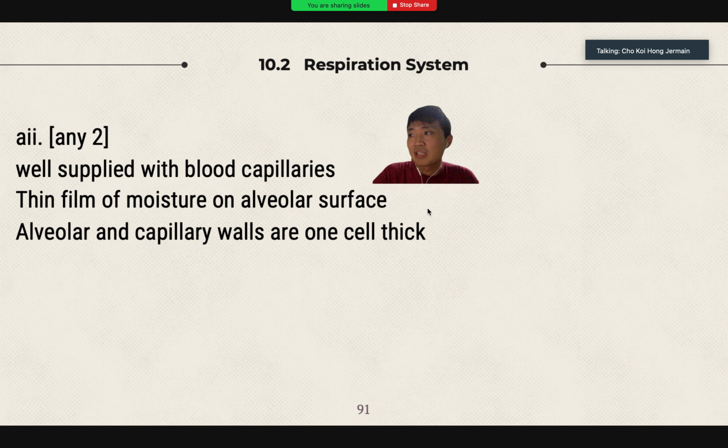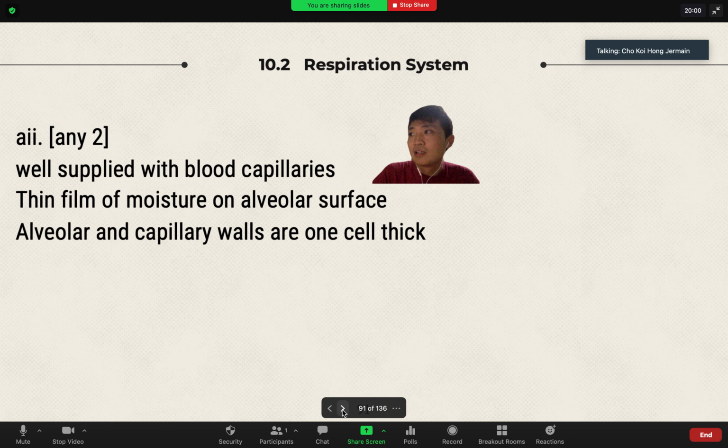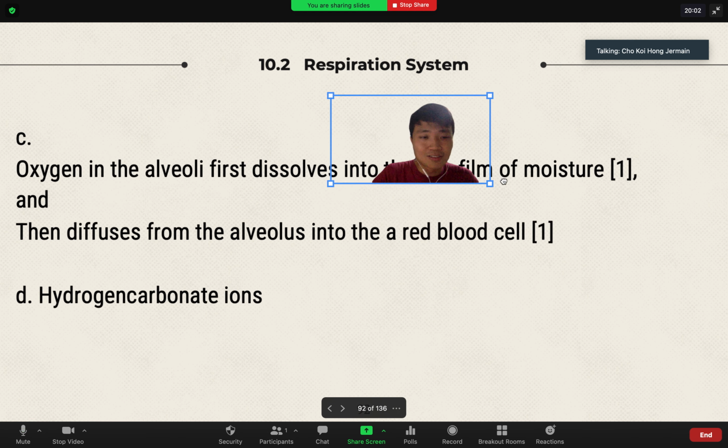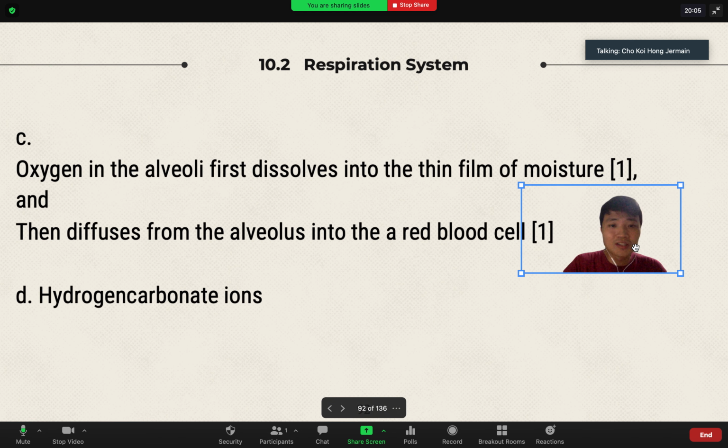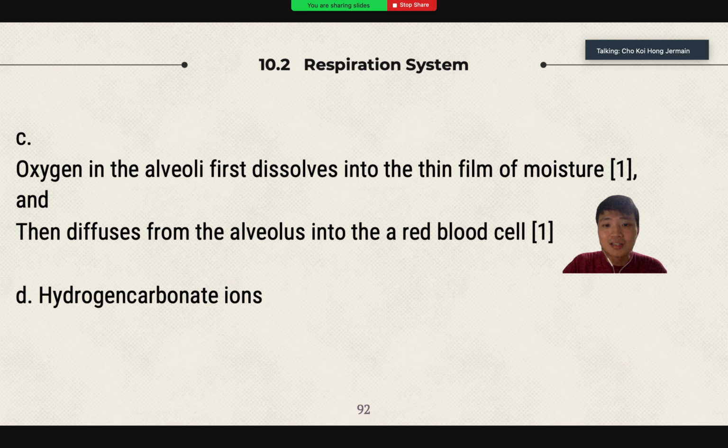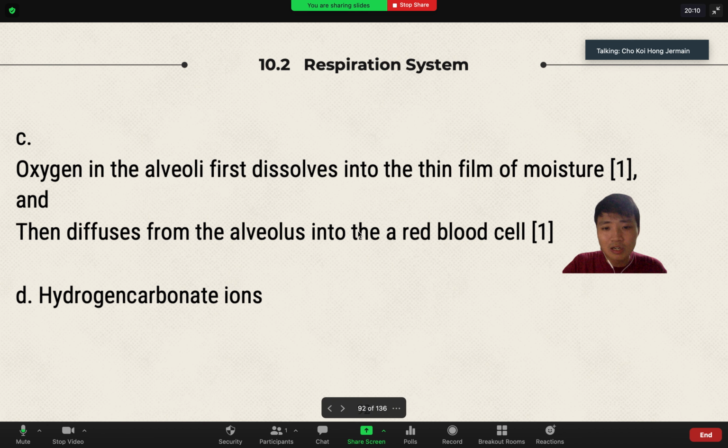Now C and D. Explain how oxygen travels from an alveolus into a red blood cell in the lungs. So very simply, oxygen first dissolves into the thin film of moisture, then diffuses from the alveolus into a red blood cell. There's no 'the' here, please ignore this in the answer.